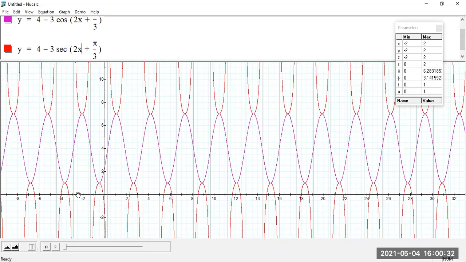The purple color is the cosine version. The red color in this picture here is the secant version. Okay, so you see that when the cosine is on the peak, the secant version is on the valley. When the cosine is on the valley, the secant is on the peak. They actually meet at the maximum and the minimum. You see that?